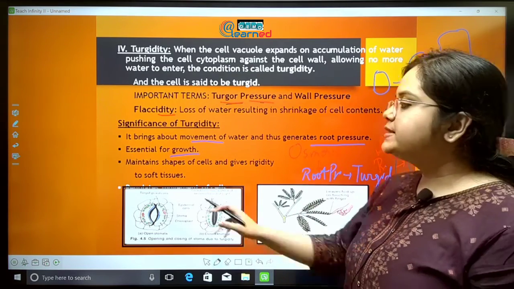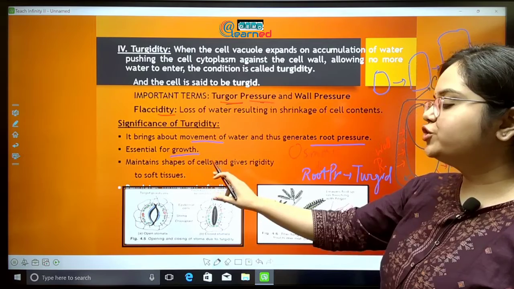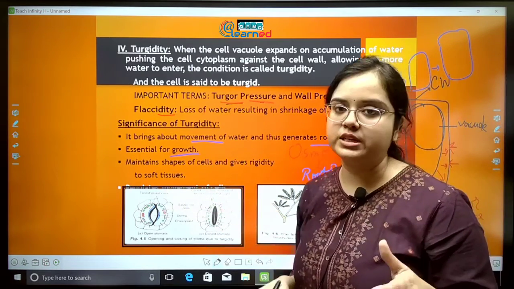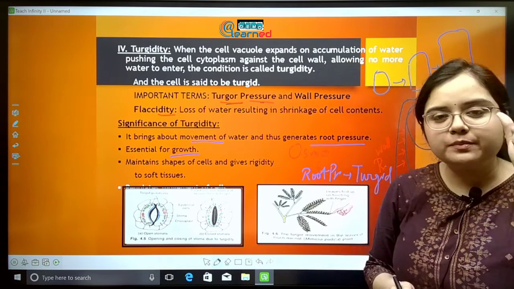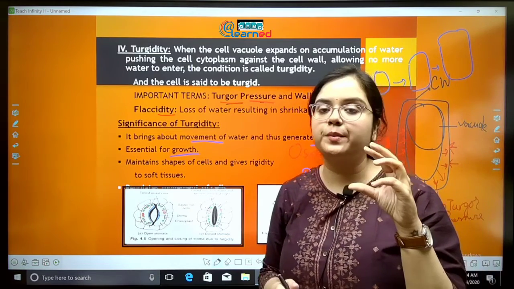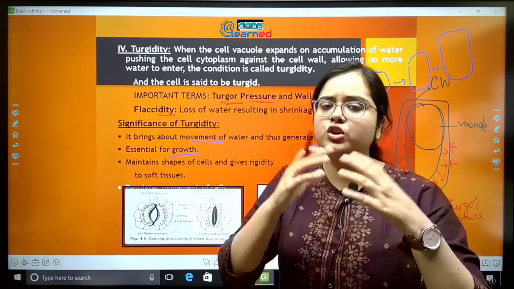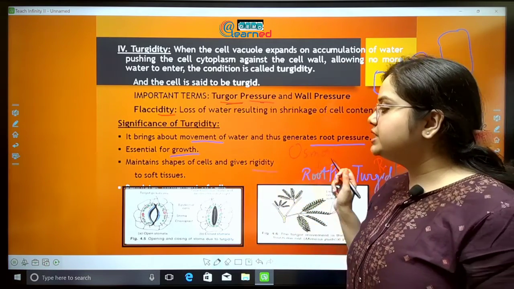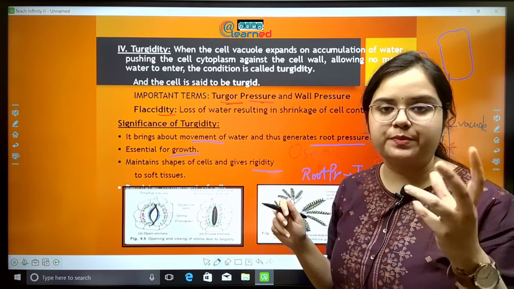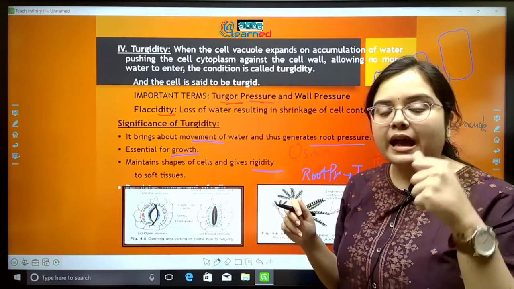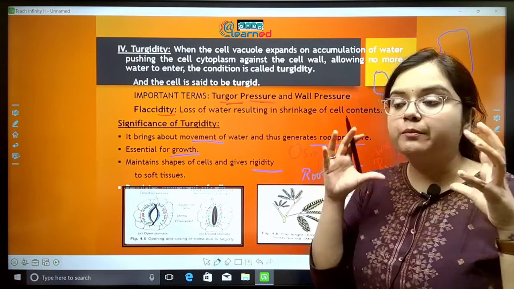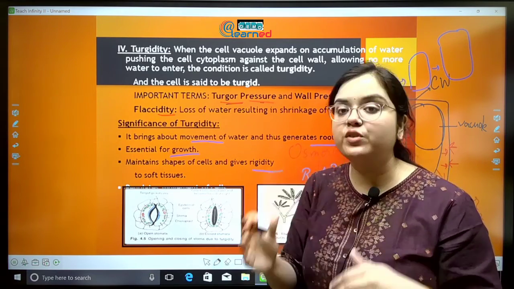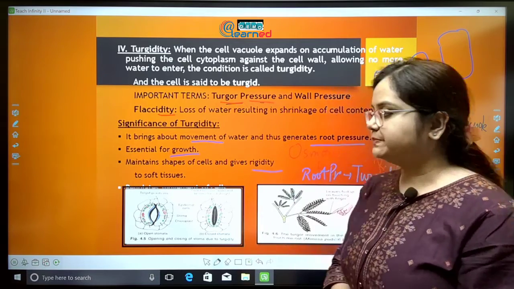Then what happens? Maintenance of shape, it maintains shapes of the cells and gives rigidity to the soft tissues. So as we talk about young plantlings, small seedlings, there are lots of parenchymatous cells, lots of dividing cells, meristematic cells. Those cells need the rigidity that is provided by Turgor pressure, by turgidity. As the cells are taking up water, they are becoming more rigid. That turgidity is giving mechanical strength to the cells.